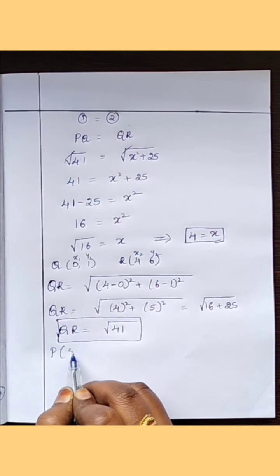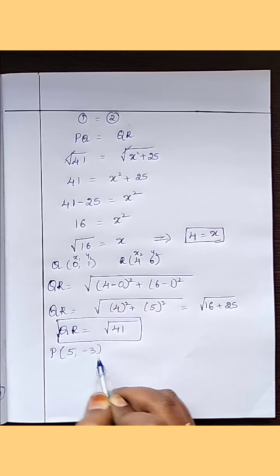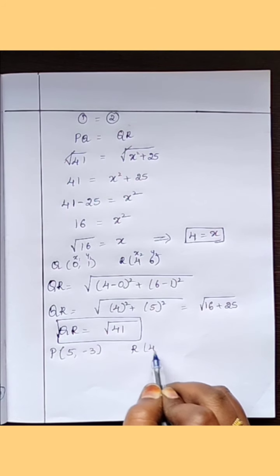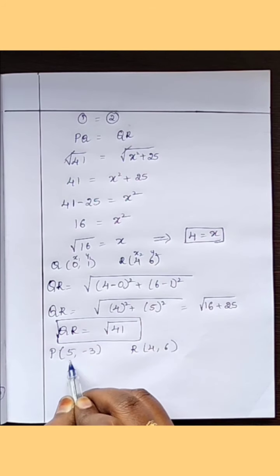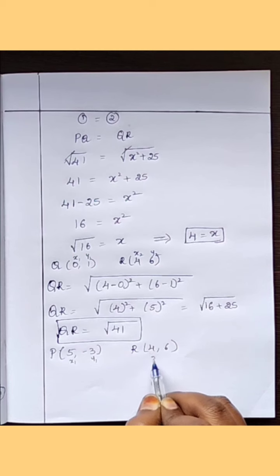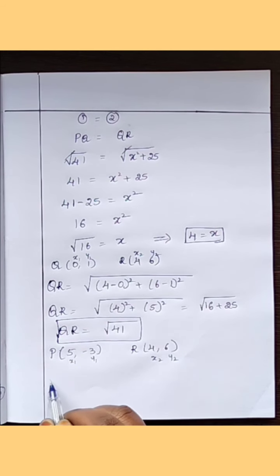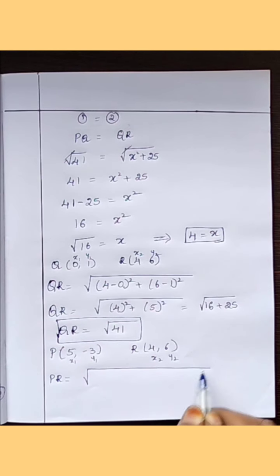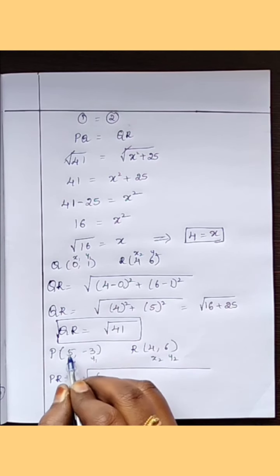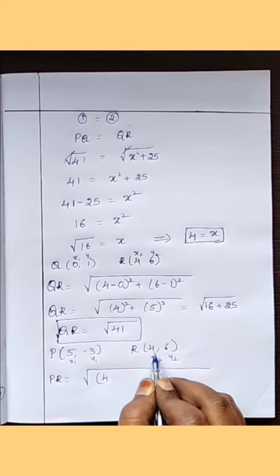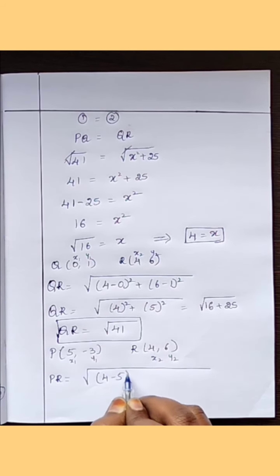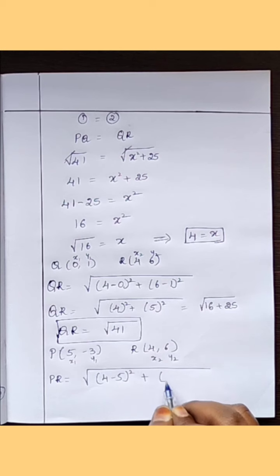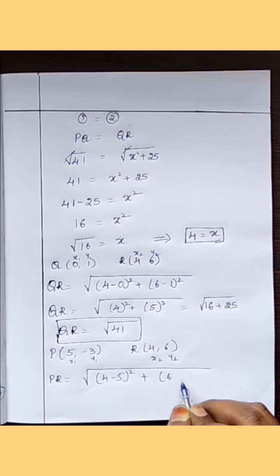What are the points? P is (5, -3) and R is (4, 6). Consider this as x1, y1 and this as x2, y2. Now directly substitute these values in the distance formula. PR equals root of (x2 minus x1) whole square. x2 means 4, x1 means 5, so (4 minus 5) whole square. y2 means 6, y1 means minus 3, whole square.